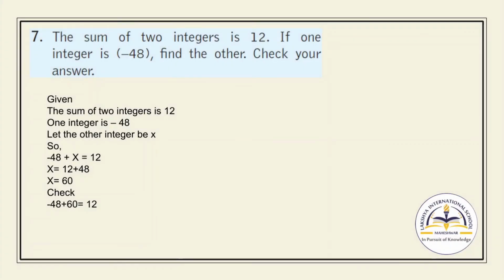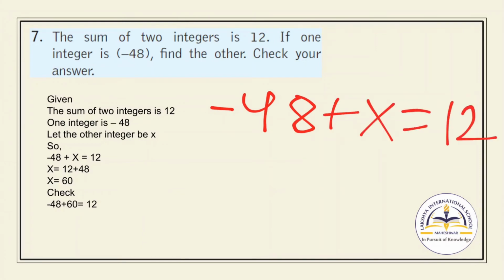Question number 7. The sum of two integers is 12. If one integer is minus 48, find the other. Check your answers. The sum of two integers is 12 and one integer is minus 48. We consider the other integer as x, as we solved in the previous question. In the same manner, minus 48 plus x equals 12. Now x equals 12. Here it is a minus sign, so when we transfer it to the RHS, it becomes a positive sign.